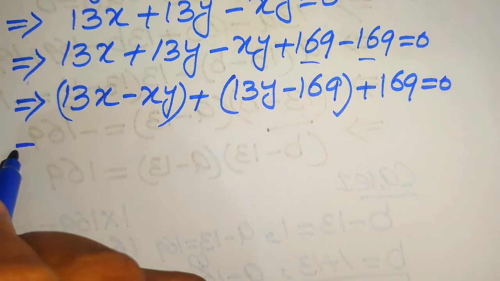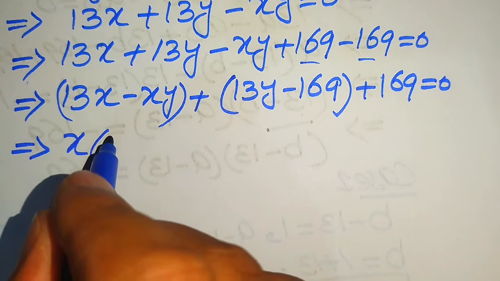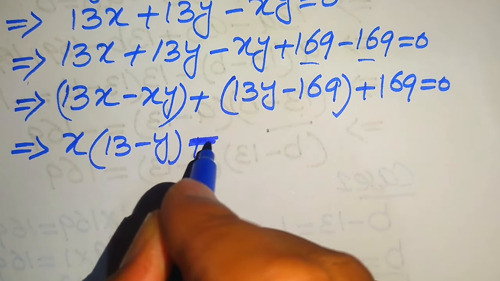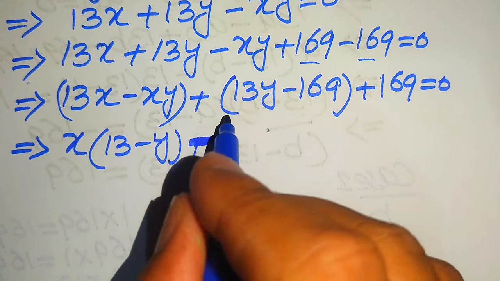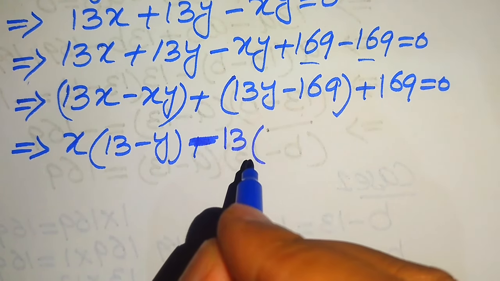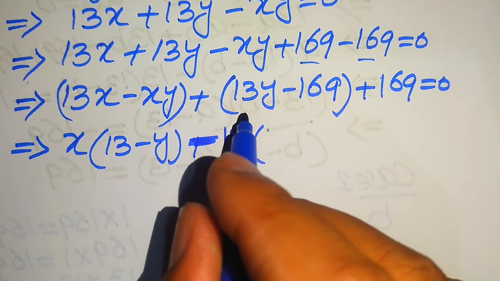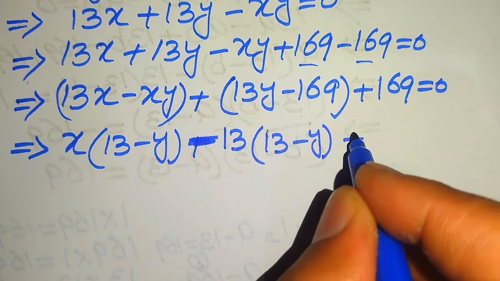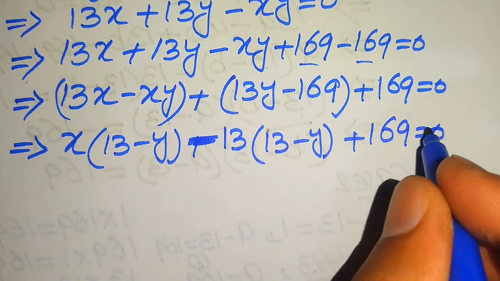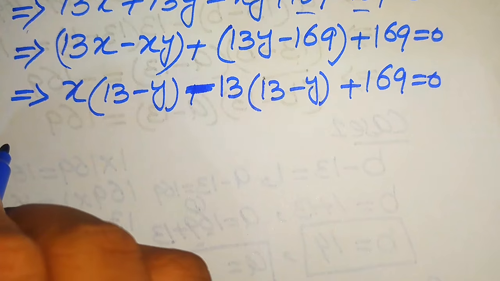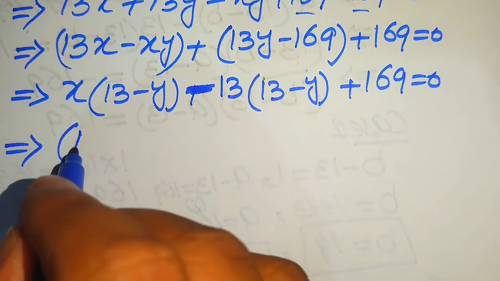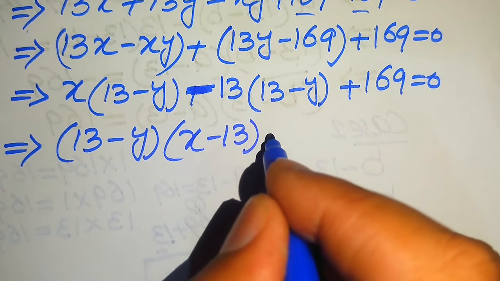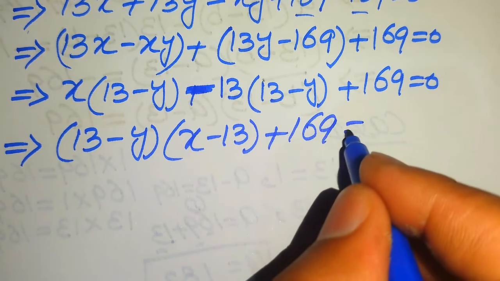So further in the next step, you see here in the first factor we need to take common x and we get here 13 minus y, and from here we need to take common minus 13. Okay, here we take common minus 13 and we just get here 13 minus y and plus this 169 equals 0. And now from both of these cases we will take common 13 minus y and we get here x minus 13 plus 169 equals 0.